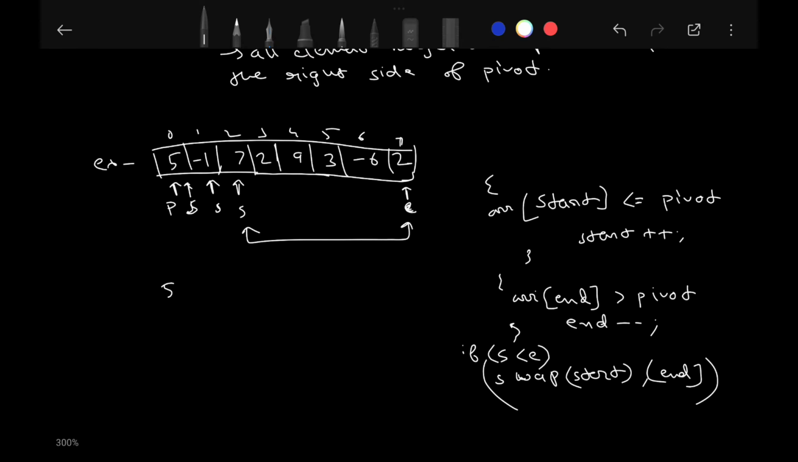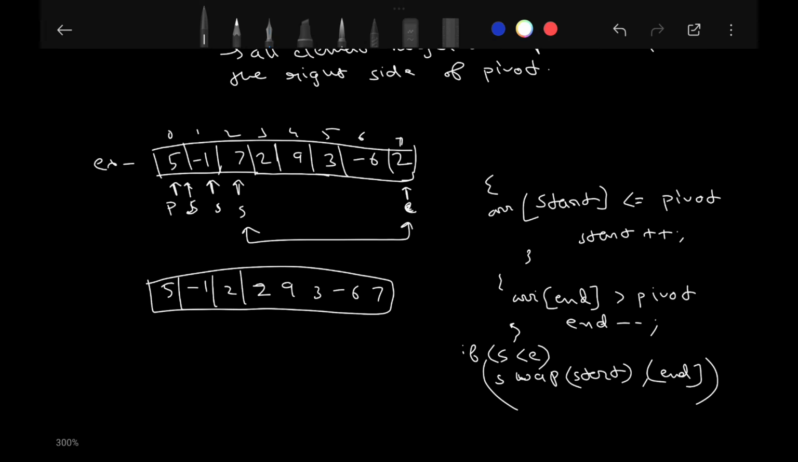So if we perform the swap, what happens? The positions will be replaced. 2 will come here and 7 will go there. So 2, 9, 3, minus 6 and 7. This is what forms after swapping. Our start is still pointing here and our end is still pointing here. We have just swapped the elements and then perform this operation again.